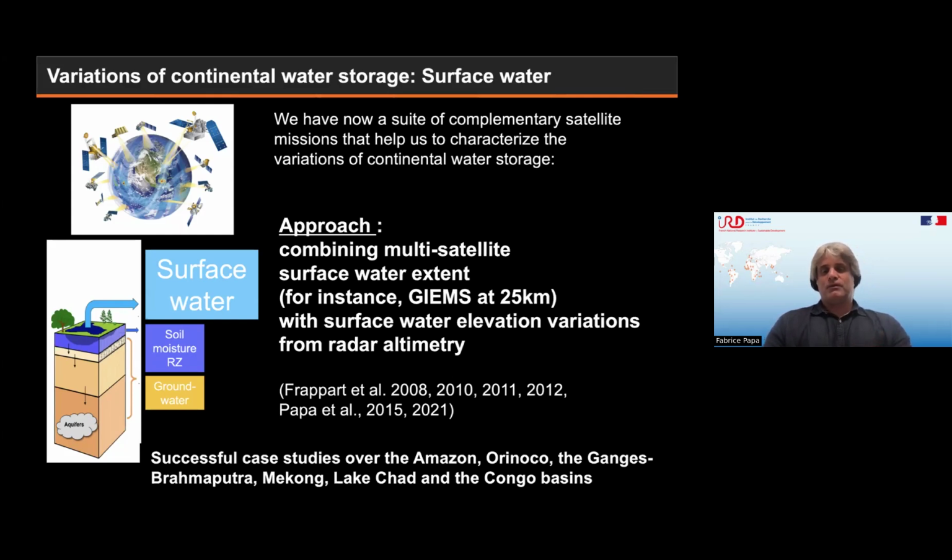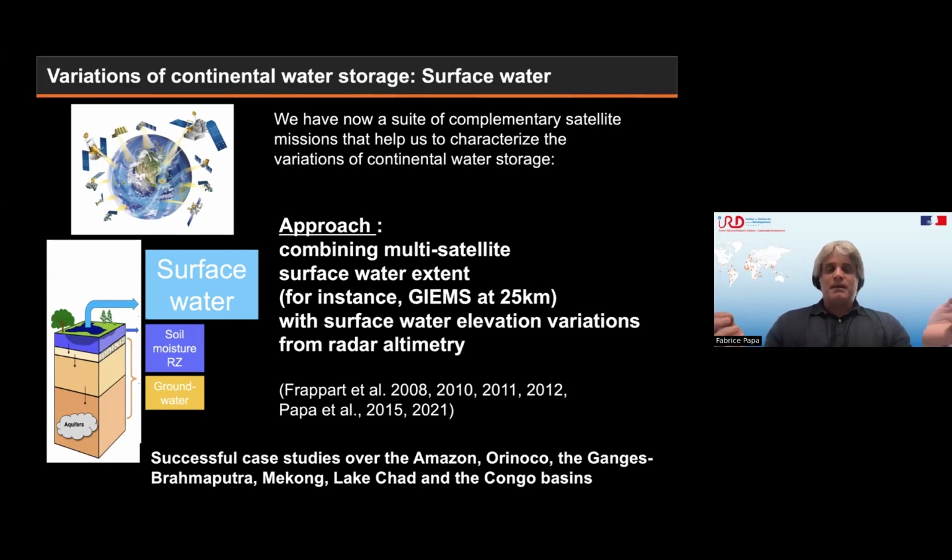So the approach is to use a combination of satellite altimetry, which provides water surface elevation, with other datasets which provide the variation of the extent of water over the surface. And in our case, because we are interested in the long-term variation of this variable, we use one of the only techniques that provides such measurement of the surface water extent variability at the global scale and over the long term, which is called the Global Inundation Extent from Multi-Satellites, the GIEMS product. I will develop on that a little bit longer.